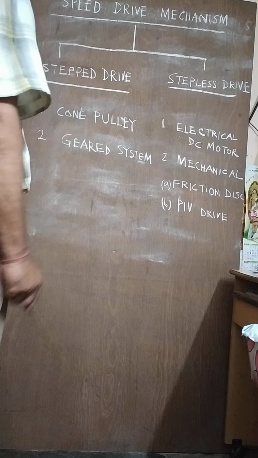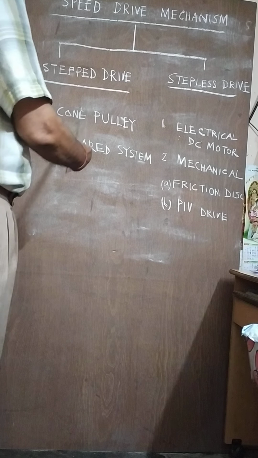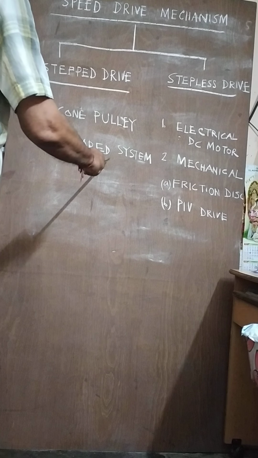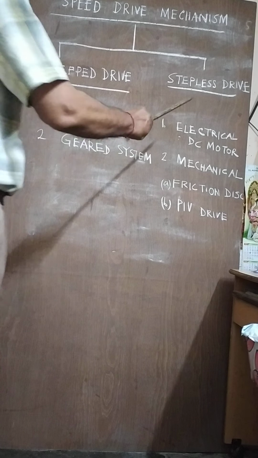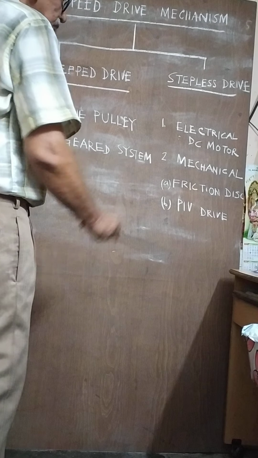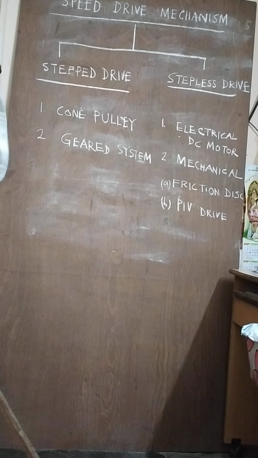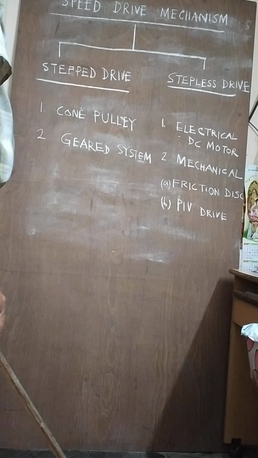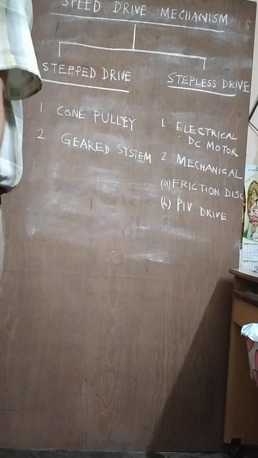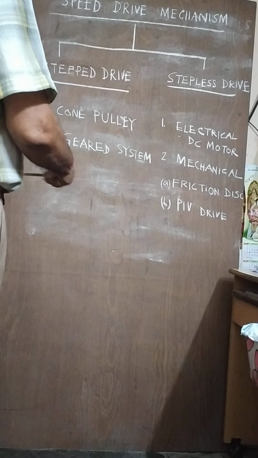The transfer mechanism may be either step drive or stepless drive. There are two types of drives, the step drive and stepless drive. Under step drive, there is a cone pulley or gear system. For stepless drive, there is either an electrical motor, DC motor, or the mechanical friction disc, or the PIV drive. PIV is the positive infinitely variable drive. These are very cumbersome drive mechanisms, but there are certain advantages of stepless drive and certain advantages of step drive. So why is the drive system and different speed system required?